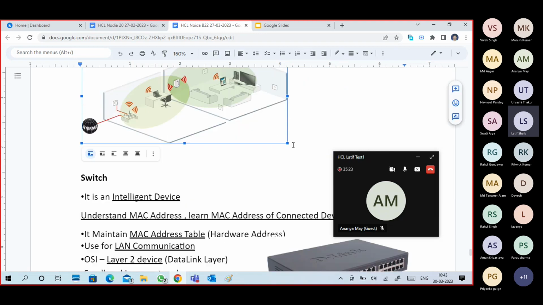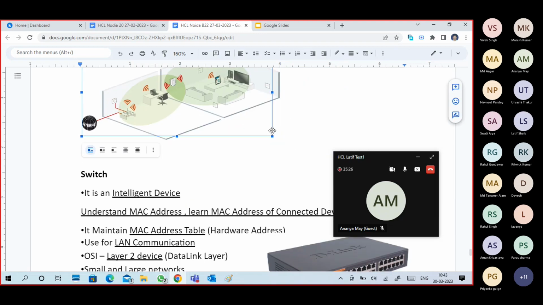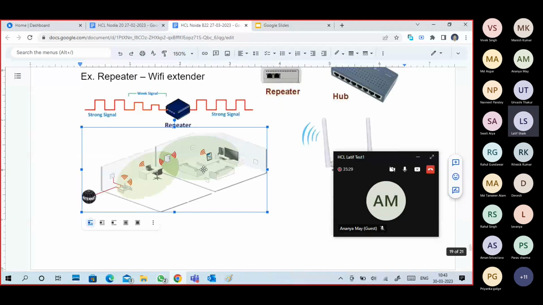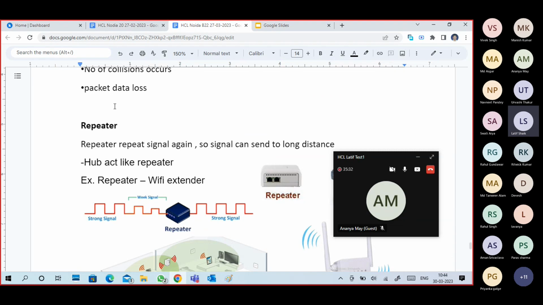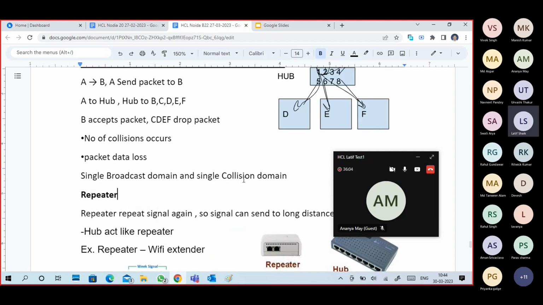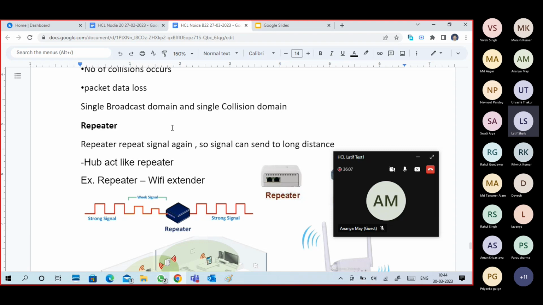So a hub is a single broadcast domain and single collision domain.